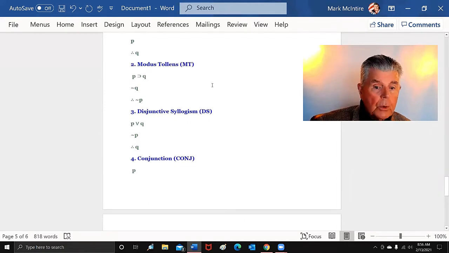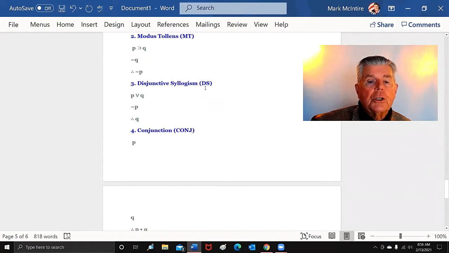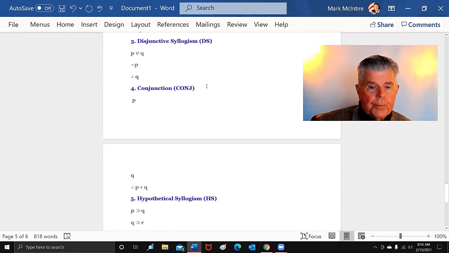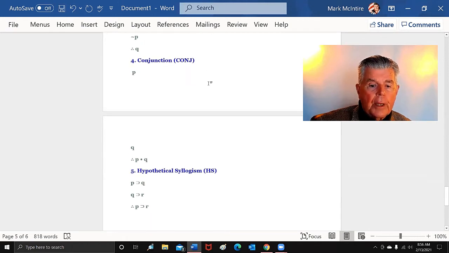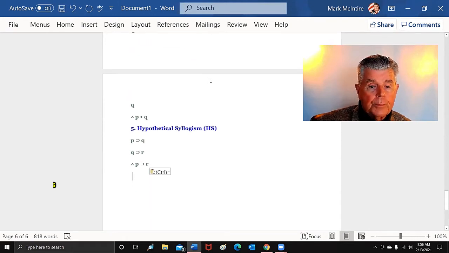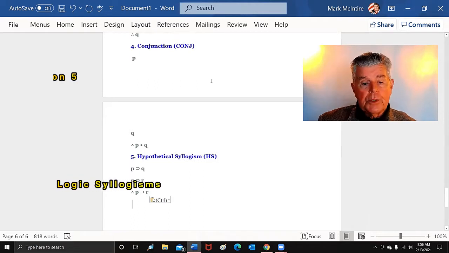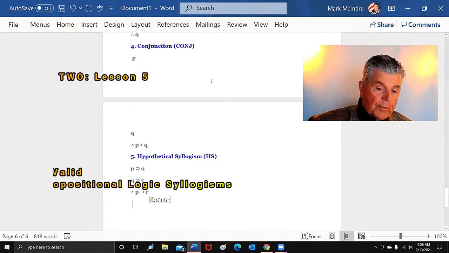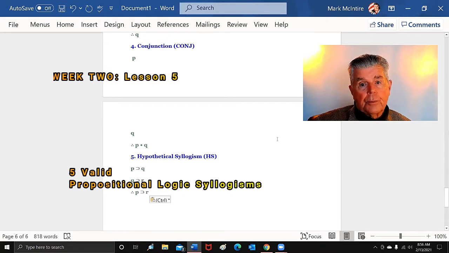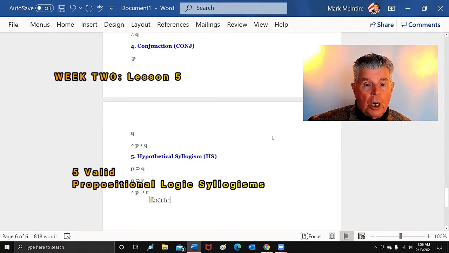Disjunctive syllogism. Either P is true or Q is true. Second premise, P is not true. Therefore, what? Q is true. The conjunction. P, Q, therefore P and Q. And hypothetical syllogism. If P is the case, then Q is the case, if Q is the case, then R is the case. Therefore, if P is the case, then R is the case.